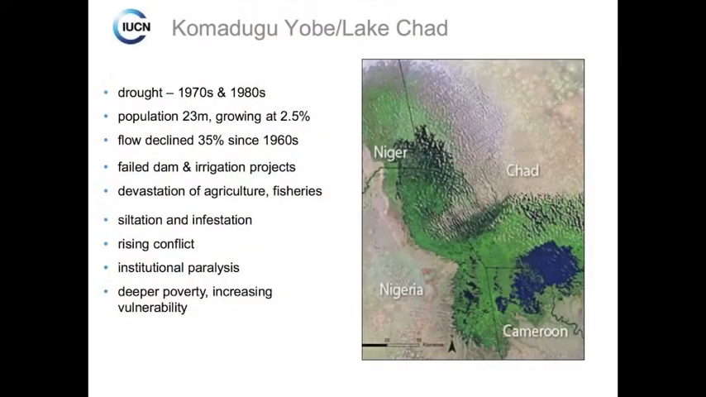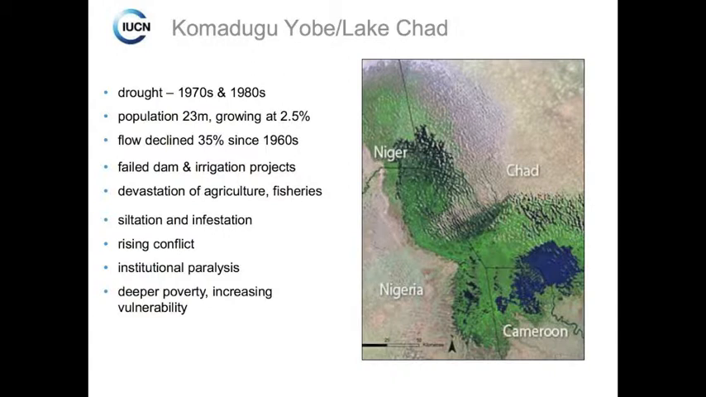So I want to just explore with you then one example taken from the portfolio of work that IUCN's done over the last 10 years from the IUCN Water and Nature Initiative. And this one example, just to illustrate some of these concepts and points. This example is taken from the Komadugu-Yobe River Basin, which is one of the rivers that drains into Lake Chad. So it's draining from roughly the northern 25% of Nigeria.